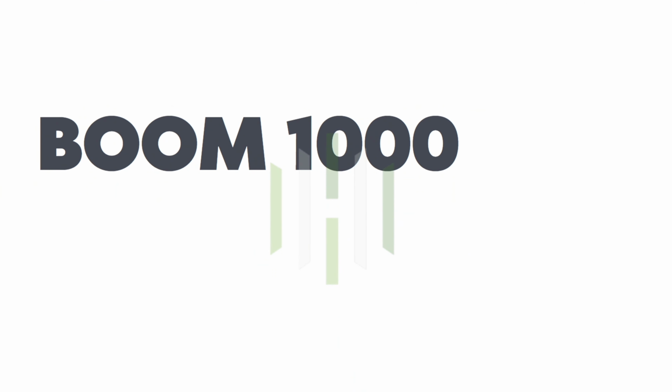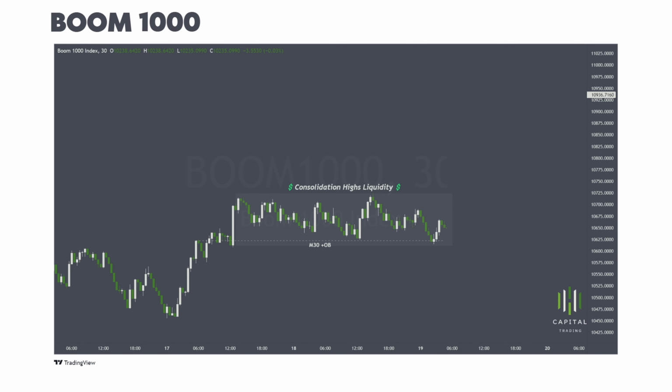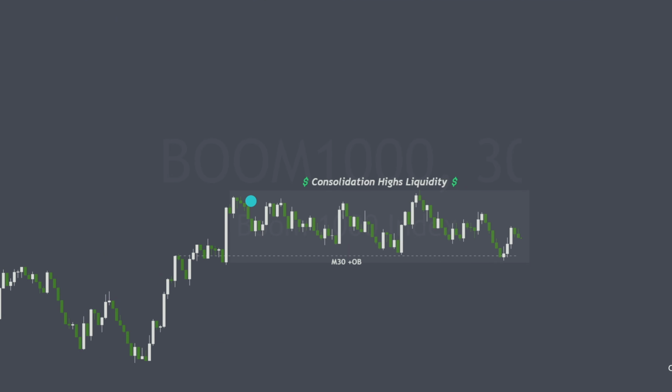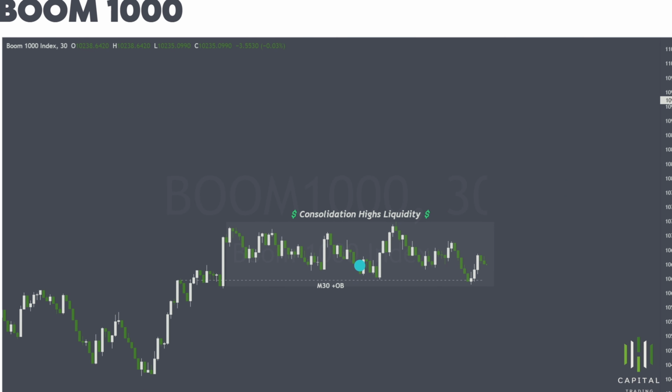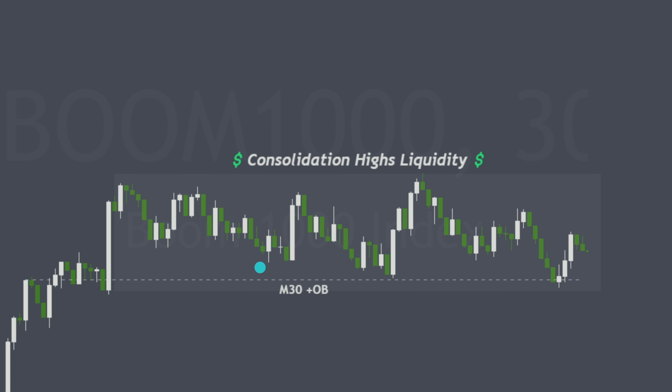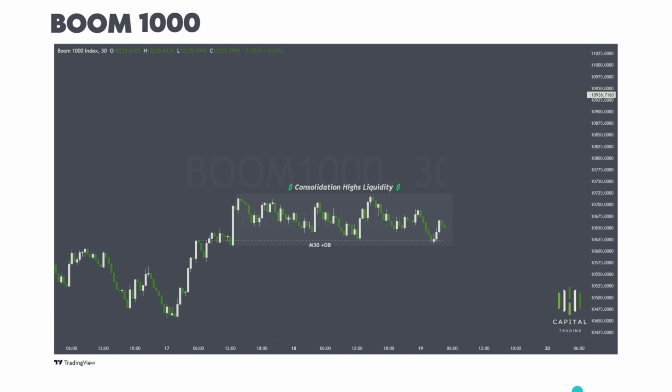Into Boom 1000, our first chart. So we had this price spike to the upside and then start to range in this consolidation. When price was consolidating, it was forming these equal highs liquidity. So what price does is it tries to reach into these equal highs, and they eventually did that, then continued to the upside.